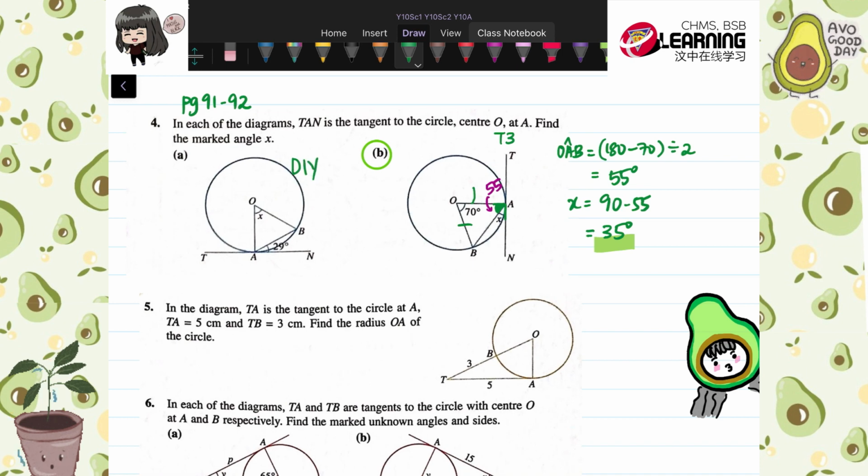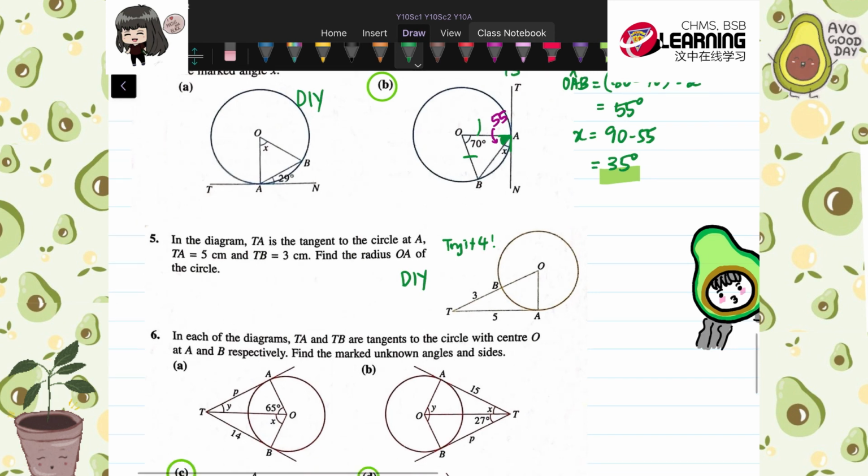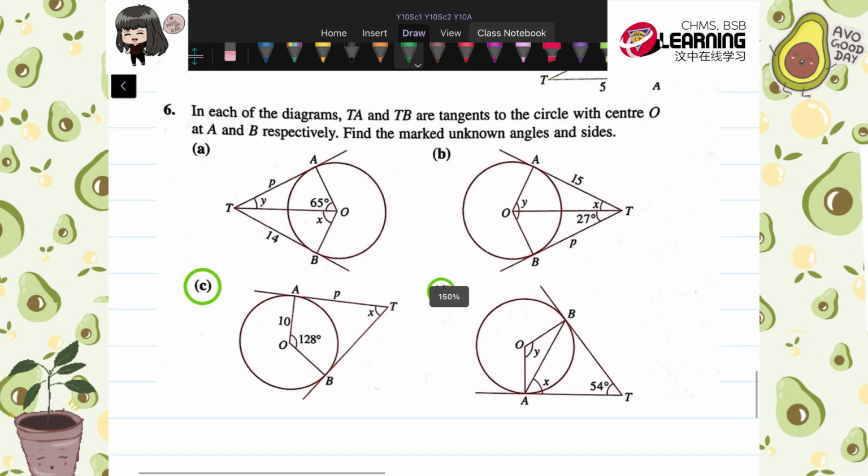And then question 5 is the same. It's the same as try it 4. You can refer to try it 4, I already explained it to you. According to try it 4, you can do it on your own here. And then number 6, parts A, B, C, D.